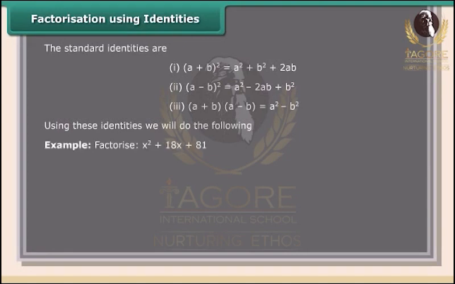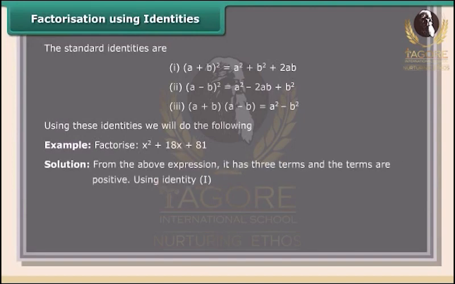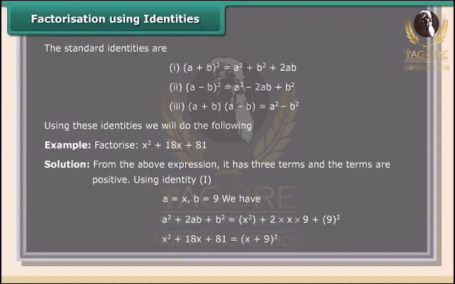Example: factorize x square plus 18x plus 81. Solution: the expression has 3 terms and the terms are positive. Using identity 1, a is equal to x, b is equal to 9, we have a square plus 2ab plus b square is equal to x square plus 2 into x into 9 plus 9 square. x square plus 18x plus 81 is equal to x plus 9 whole square.